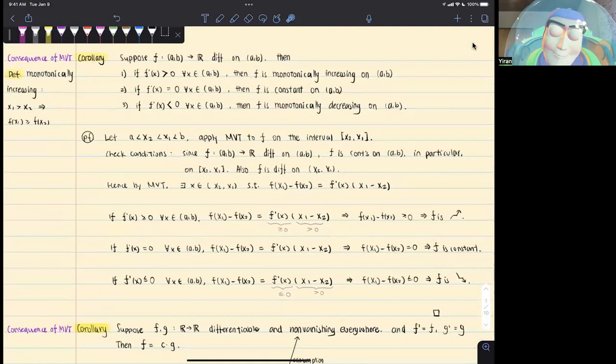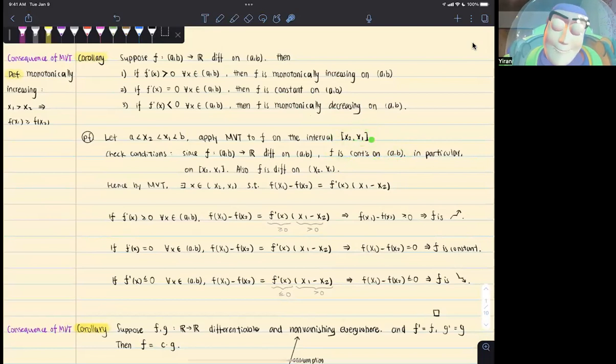Okay, and we want to prove f has that. f satisfies those conditions, right? Since we're given f is differentiable on (a, b), we know f must be continuous on (a, b). And because the interval [x2, x1] is a subset of (a, b), and f is continuous on (a, b), of course f is continuous on this closed interval.